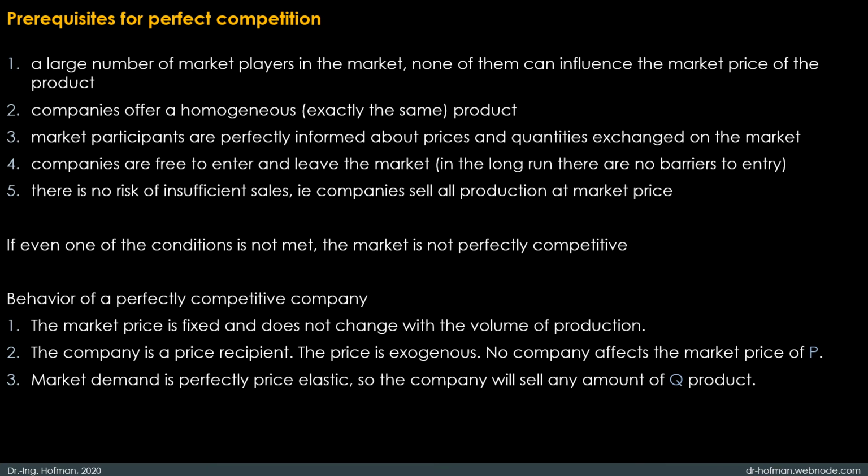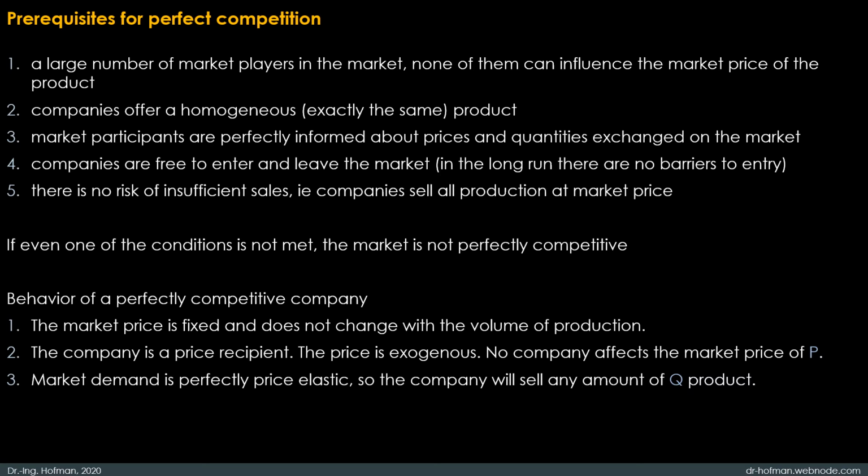Prerequisites of perfect competition. At first, we have a large number of market players in the market, and none of them can influence the market price of the product. The second prerequisite, or condition, for perfect competition is that the companies in the group offer a homogeneous product. Homogeneous means that the products from the companies, when we compare them, are exactly the same.